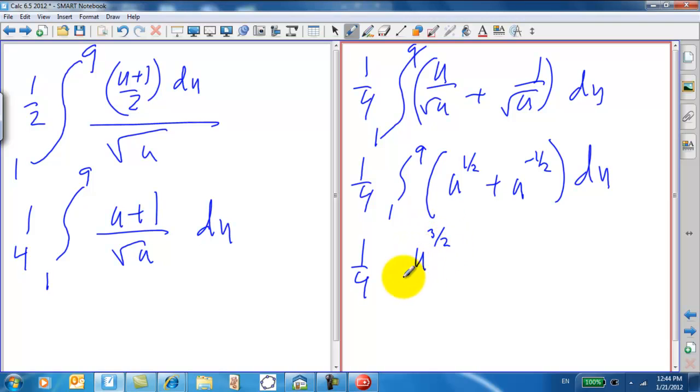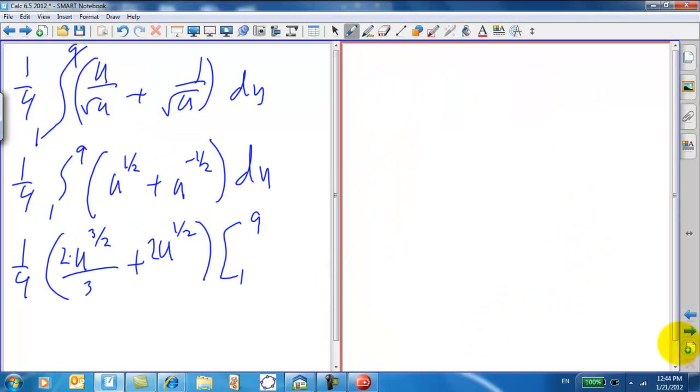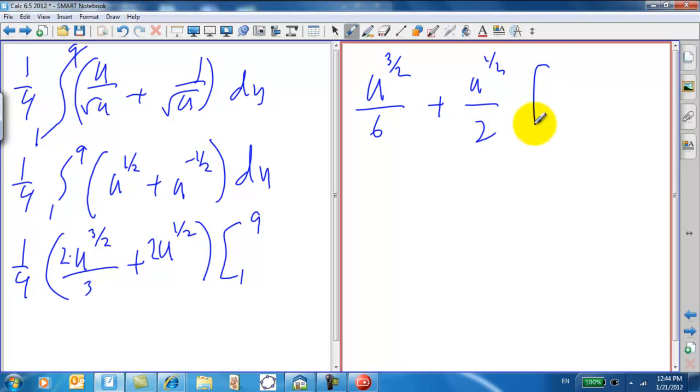U to the 3/2 over 3/2, I'm going to put the 2 up here, plus u to the 1/2 over 1/2, which would put the 2 up here, evaluated from 1 to 9. We can distribute through with the 1/4 there. So we get u to the 3/2 over 6, plus u to the 1/2 over 2, evaluated from 1 to 9. Now let's put the 9 in.